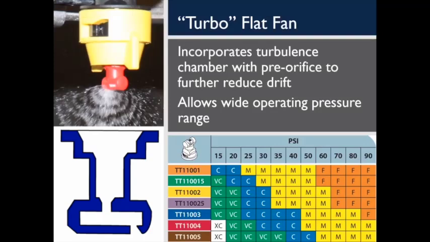The turbo flat fan nozzle is designed similar to the turbo flood nozzle, but it has a very wide pressure operating range. This nozzle is often sought out by folks looking for a jack of all trades, since many different droplet spectrums, from very coarse to fine, can be had with a single spray tip, simply by adjusting pressure. This could also be considered a weakness, however, as pressure must be kept very consistent to maintain the desired droplet spectrum.